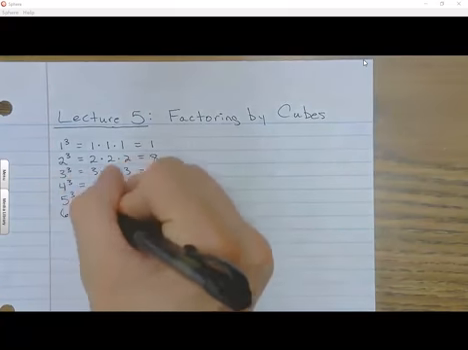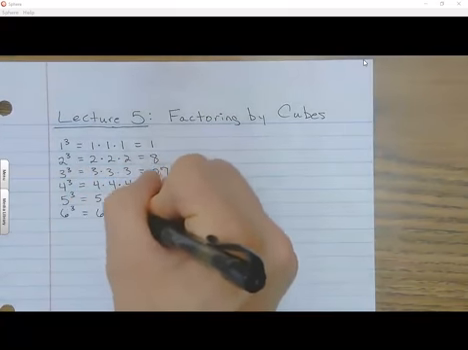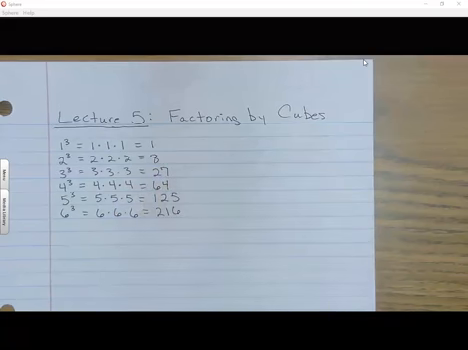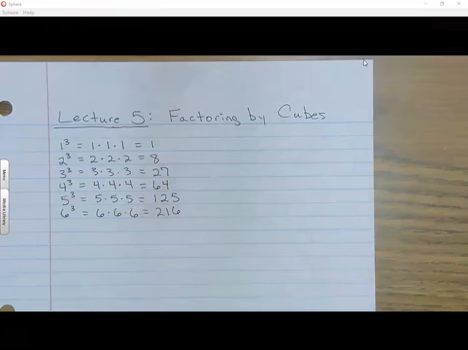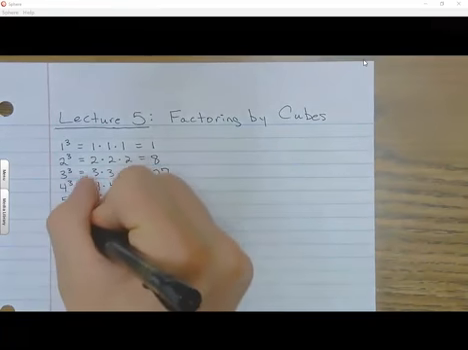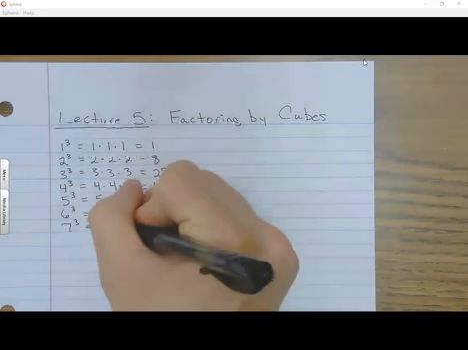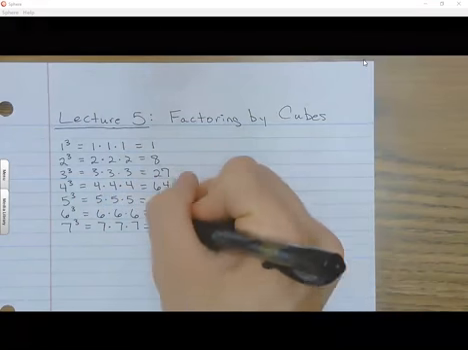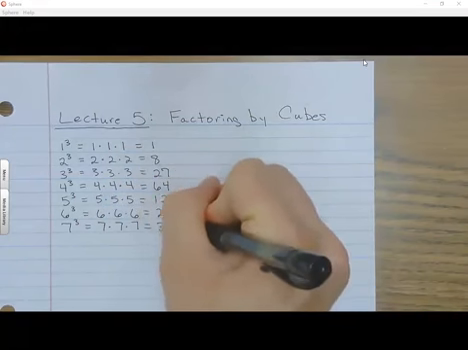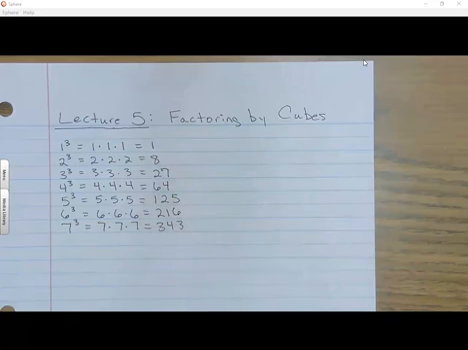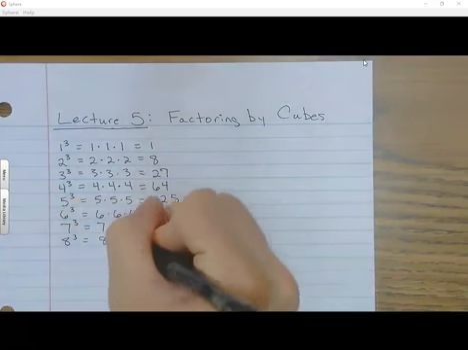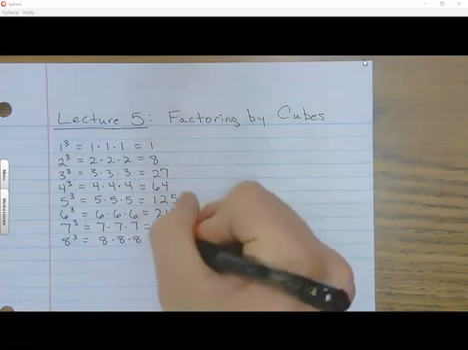6 cubed, that is going to be 6 times 6 times 6. And that is 216. 7 cubed, 7 times 7 times 7, which is actually, what? 343, right. All right, now let's get the last 3. 8 cubed is going to be 8 times 8 times 8, 512.